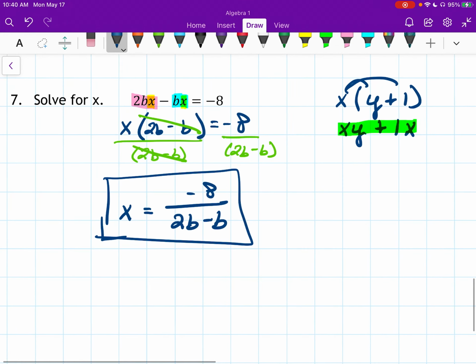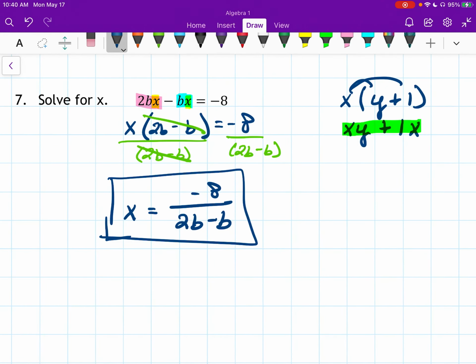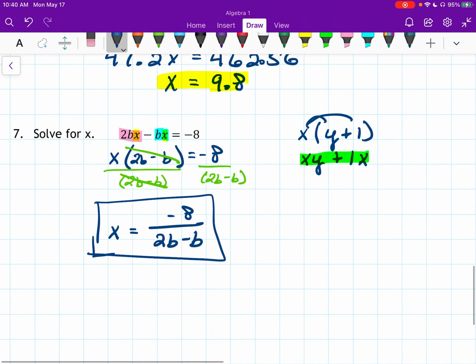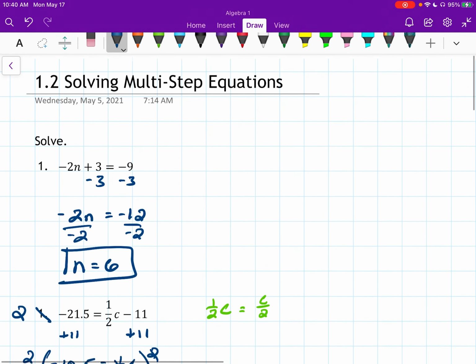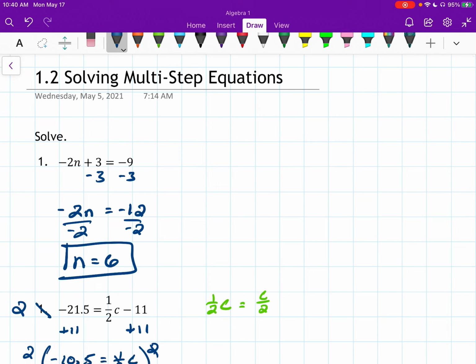These problems can be a little bit tricky whenever you're dealing with literal equations, but there will be a couple of these on the homework. So, all right, that is section 1.2. What is this called? Multi-step equations. All right, that's all.